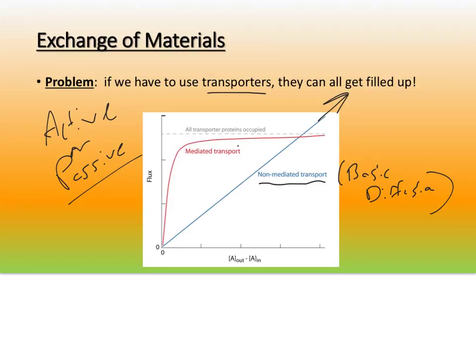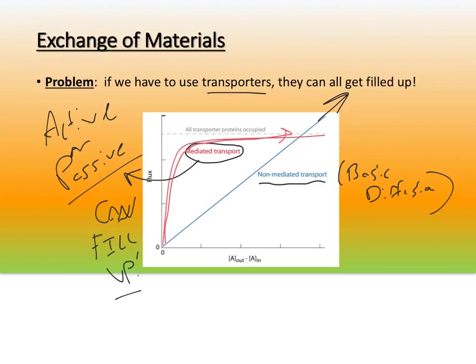But if we need a transport protein, in other words, if we need to mediate or facilitate transportation, then those transporters can fill up. Ooh, that's bad. They can fill up. And if that happens, we end up with a curve like you see here in red, kind of like when we learned about enzymes. We said the enzymes can all fill up so they reach a maximum. The same is true for transport. We can reach a point where all the transporters are filled, and then we can't go any faster. So if you're using a facilitator, a transport protein, then the rate of diffusion, or the amount of diffusion, can level off.